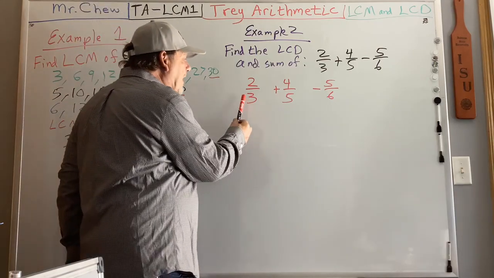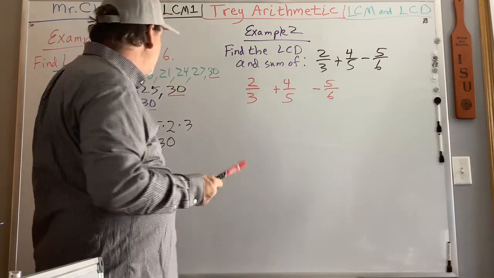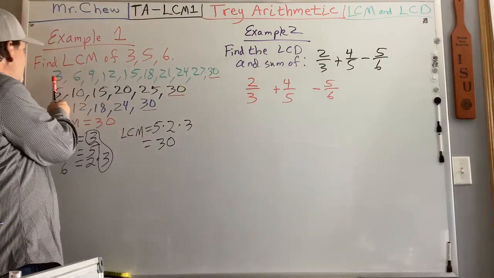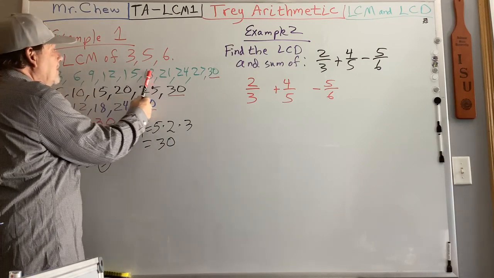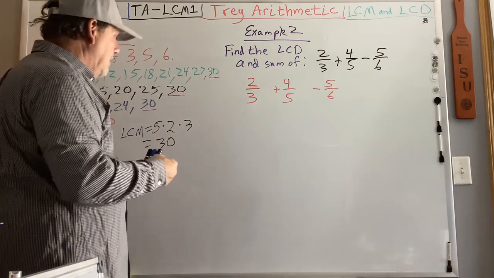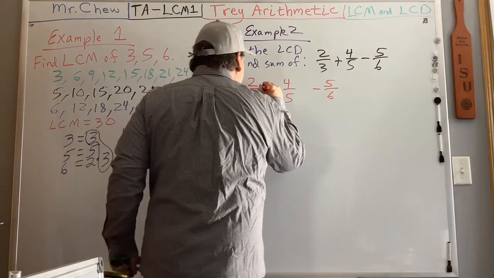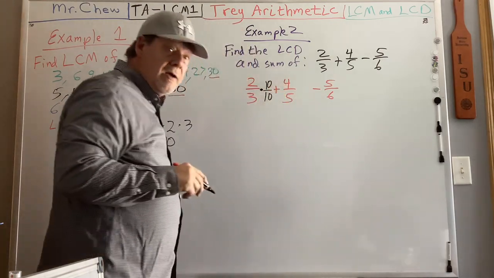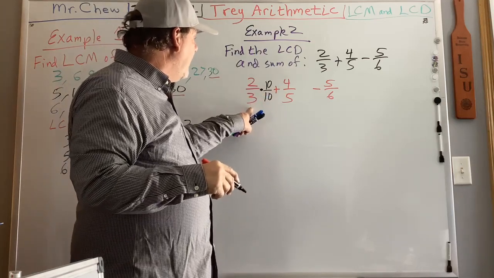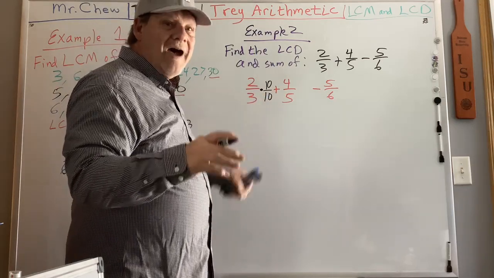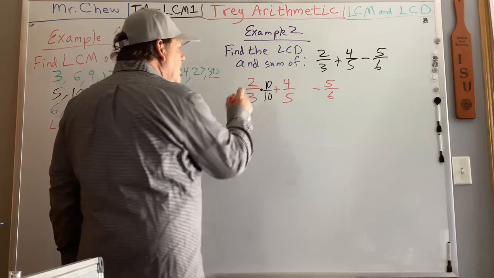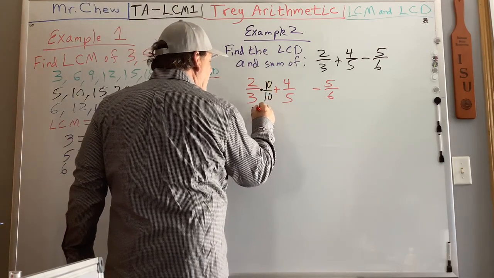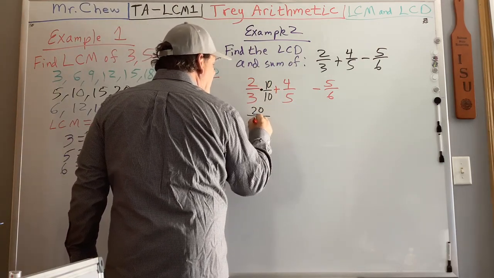But what do you multiply 3 by to make it a 30? Well, count the greens. 1, 2, 3, 4, 5, 6, 7, 8, 9, 10. So I multiply that by 10 over 10. Why? Because 10 over 10 is 1, and 2/3 will have that same fraction. So 10 times the 2 is 20. 3 times the 10 is 30.